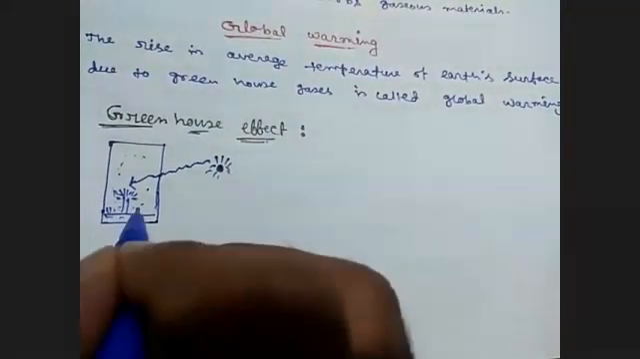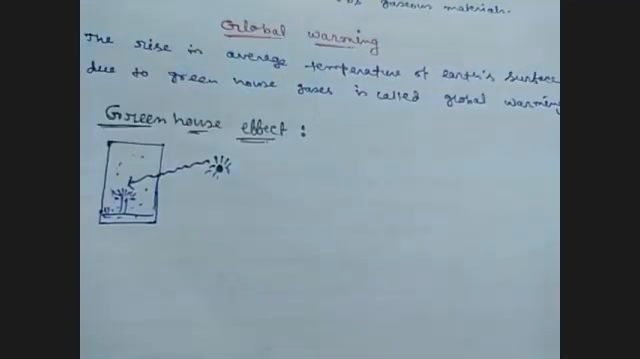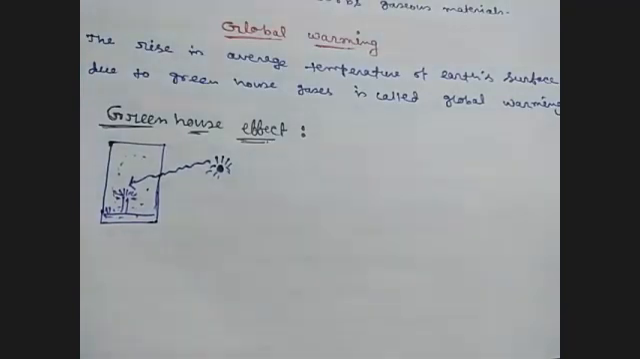This greenhouse effect generally happens in our atmosphere by carbon dioxide and water vapor, which are present in the atmosphere and trap the radiation coming from the sun. Due to that, the temperature of the earth increases. This is called the greenhouse effect.